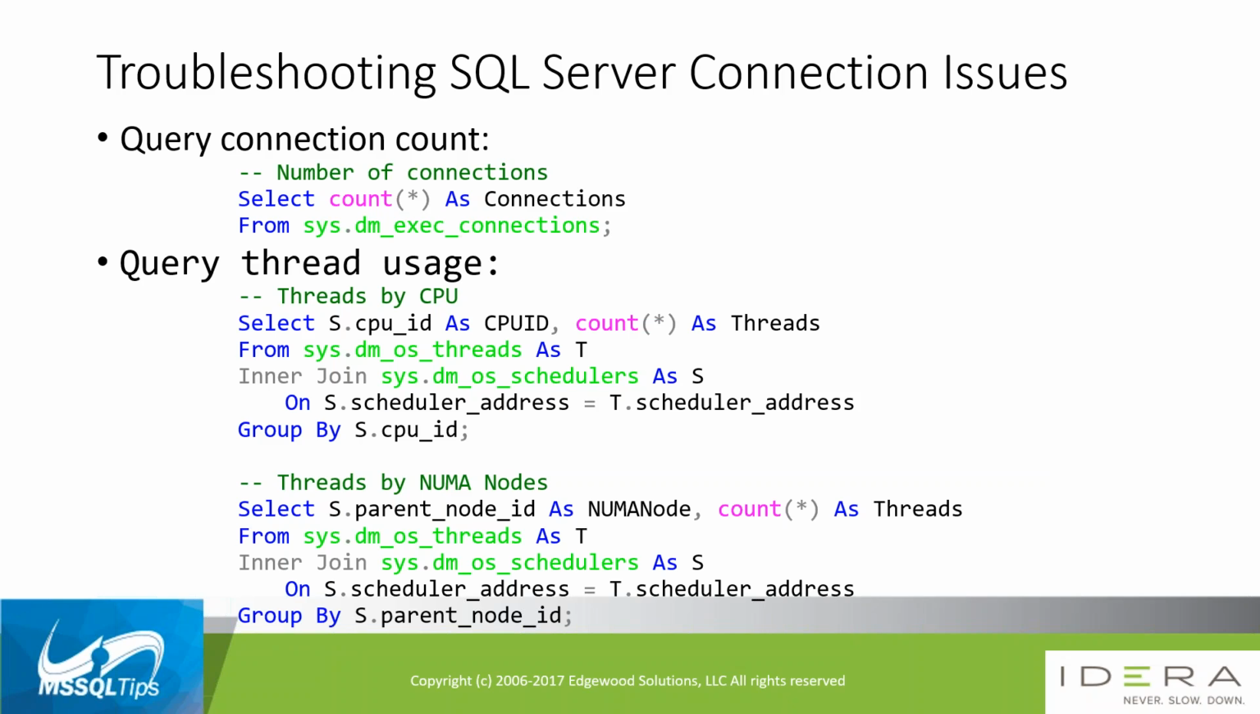And I have some queries listed here that you can use, and I also have them in a separate file that I made available to Greg to post with the recording, and I'll also post this on my blog. The first query gives you the connection count. The next two queries show you the number of threads that are spun up. The first one is the threads per CPU, to give you a list of all the CPUs and tell you how many threads are running on them. The last one is by NUMA node, and it'll show you how many threads are running on each NUMA node.